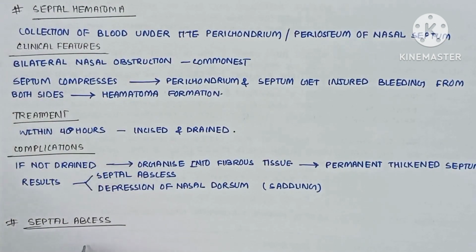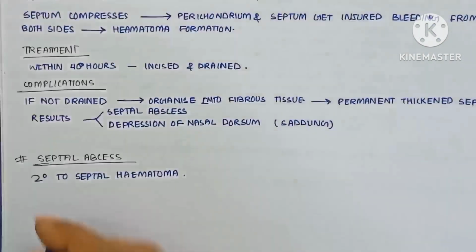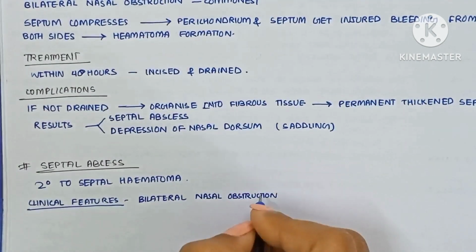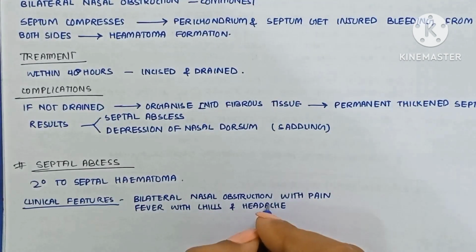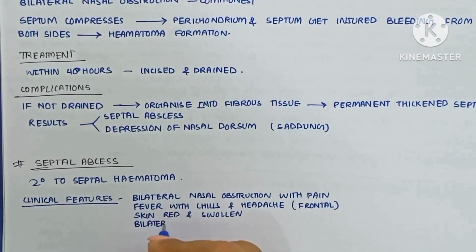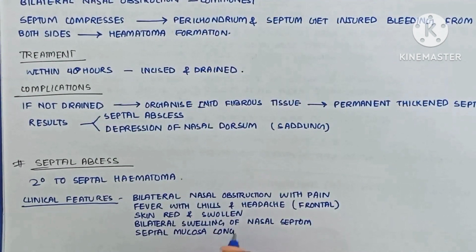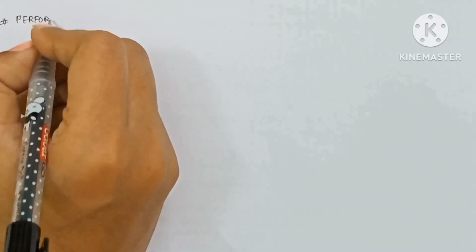Now the septal abscess, which is secondary to septal hematoma. The clinical features include bilateral nasal obstruction with pain, fever with chills and frontal headache, skin becoming red and swollen, bilateral swelling of the nasal septum, and septal mucosa becoming congested. Next, the perforation of the nasal septum.